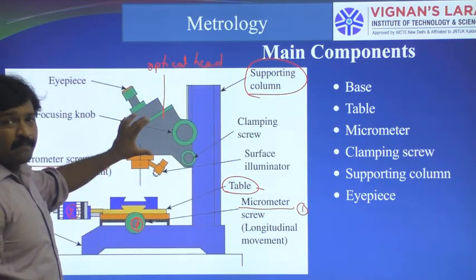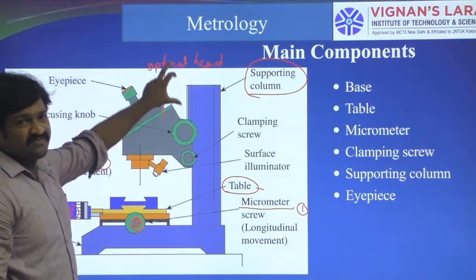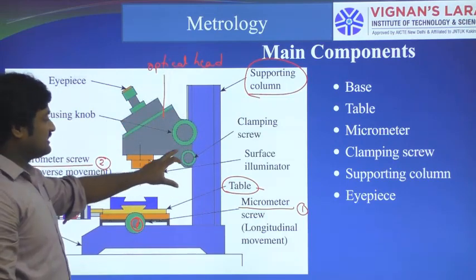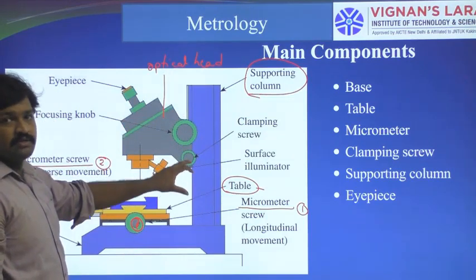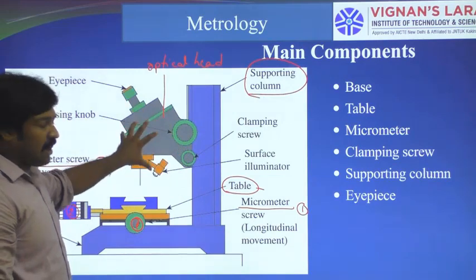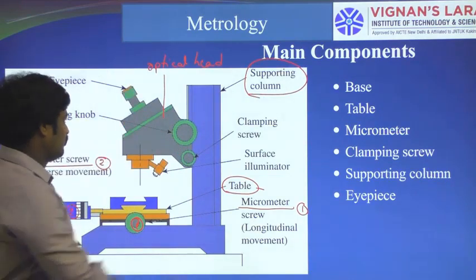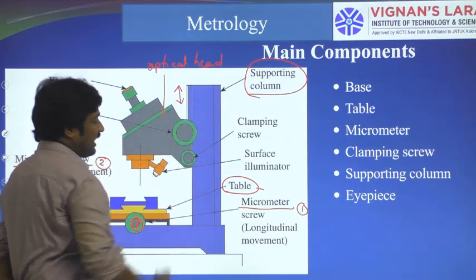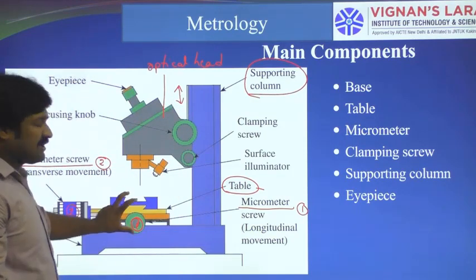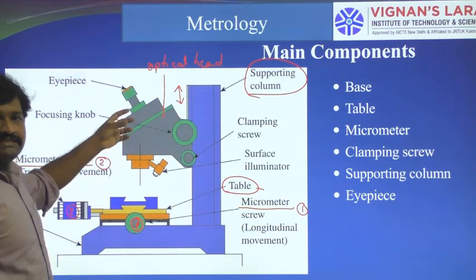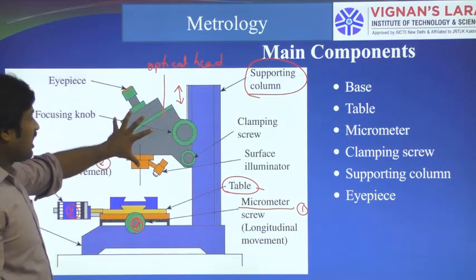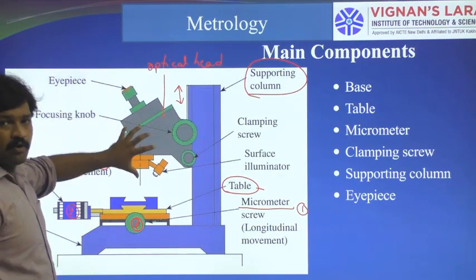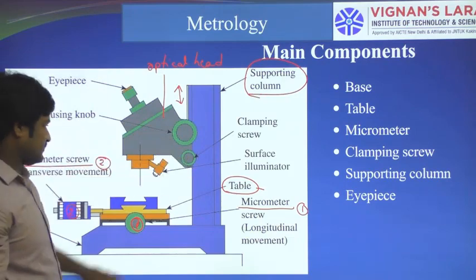Next, an optical head. An optical head is mounted on this vertical column. This consists of a cross railing. By means of this railing, this optical head can be moved linearly up and down, depending upon the position of the workpiece. For adjusting the focal length, this optical head can be moved up and down.